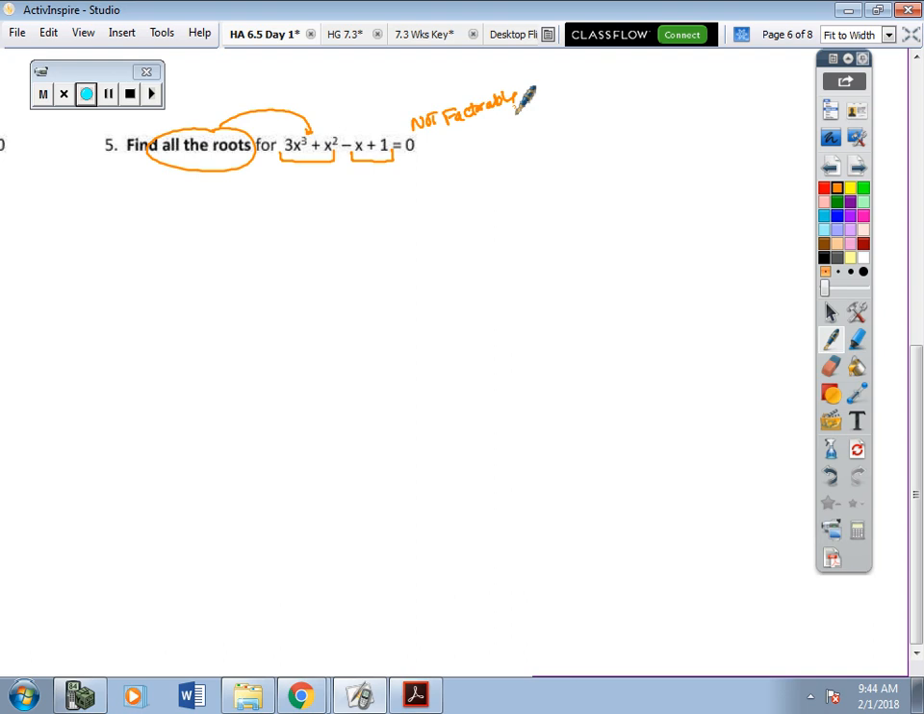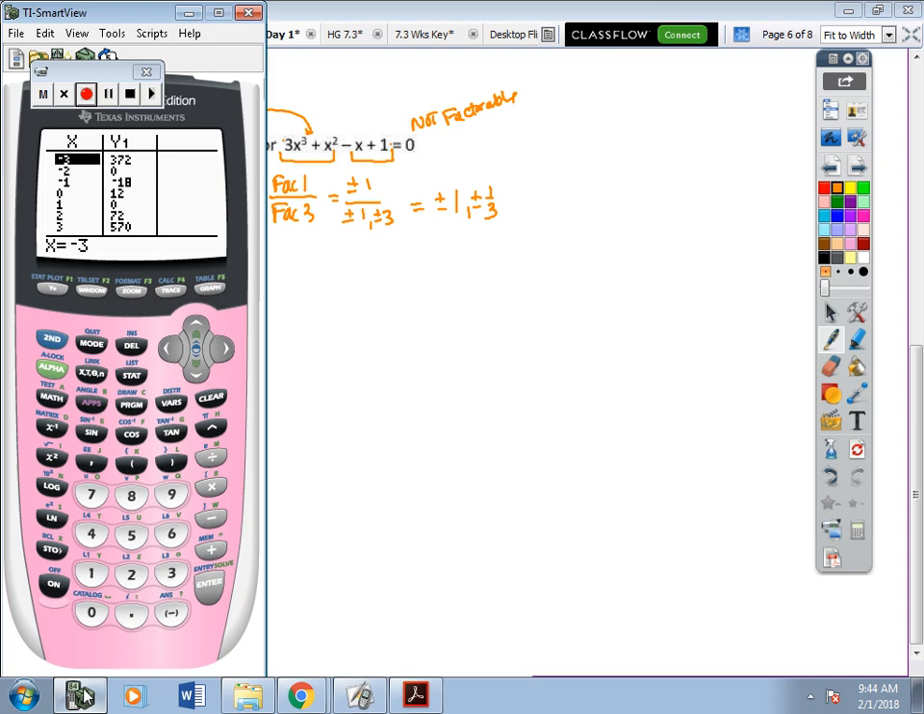So we have to list all of our possible rational roots, which would be factors of 1 over factors of 3. Factors of the last term over factors of the first term. Positive negative 1, positive negative 1, positive negative 3. Which when we simplify, that would be 1 and 1/3. So this one's actually kind of nice because we only have 4 answers that we need to test.